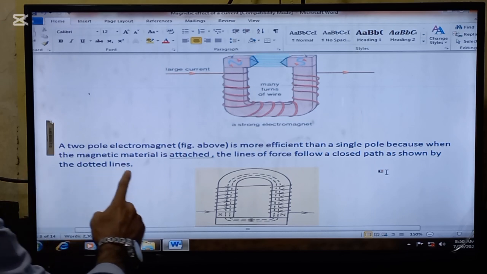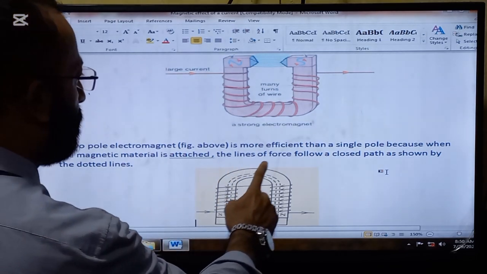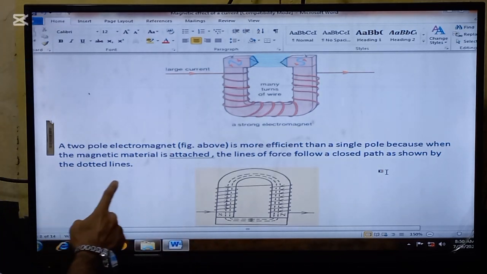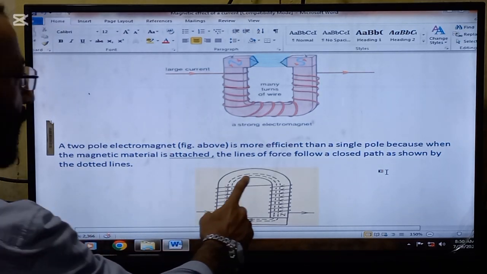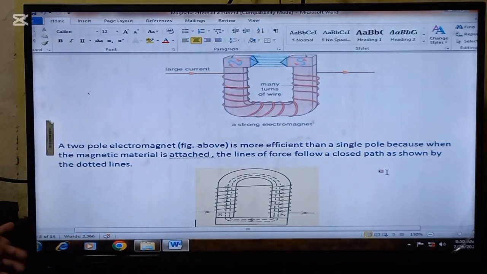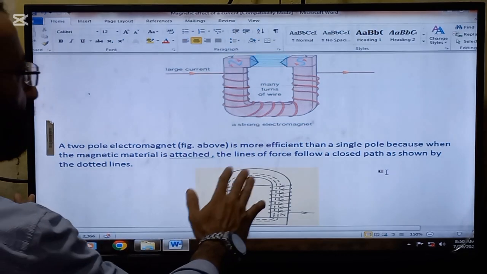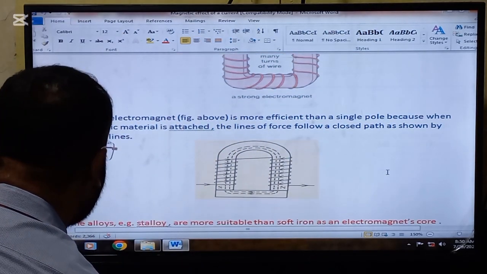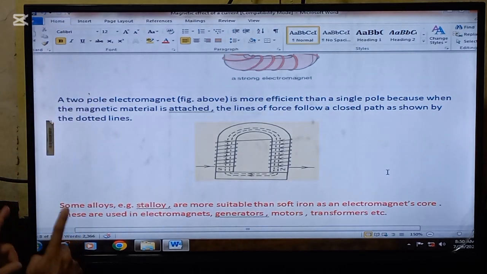A two-pole electromagnet, as in the figure above, is more efficient than a single pole, because when the magnetic material is attached, the lines of force follow a closed path as shown by the dotted lines. So this is another very important point to be noted, that a two-pole electromagnet is more efficient than a single pole electromagnet.